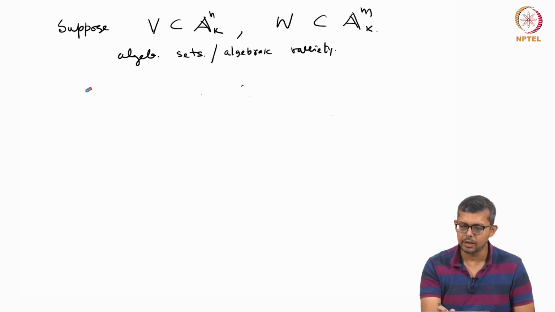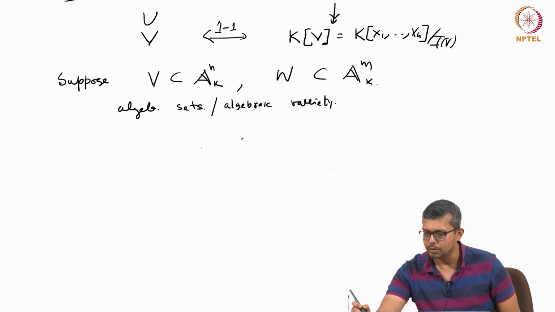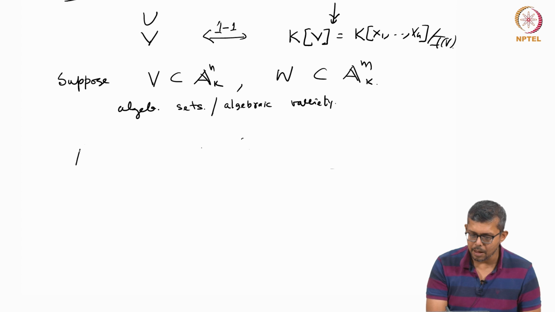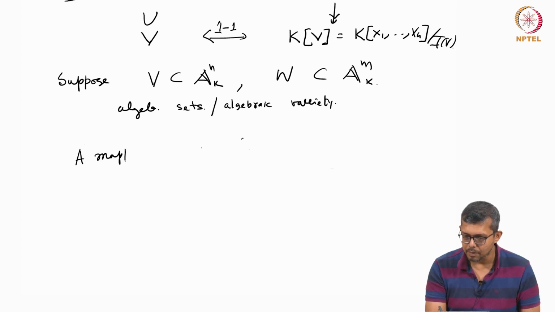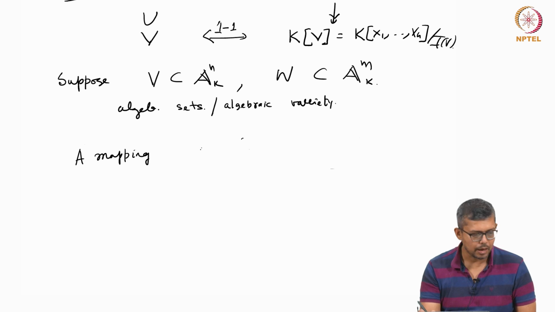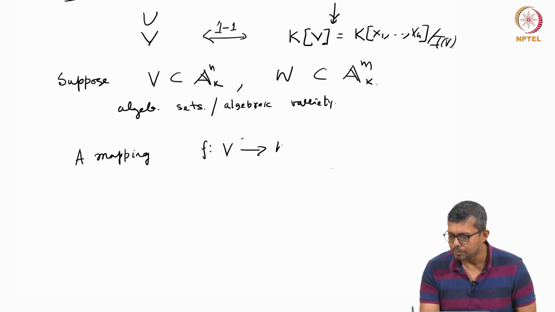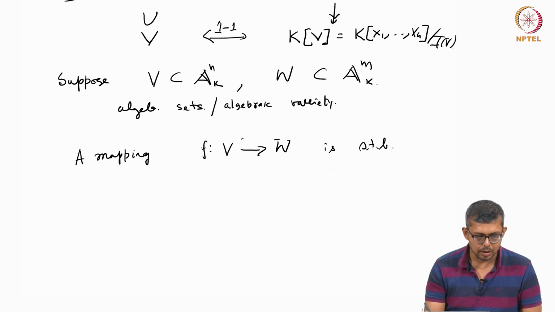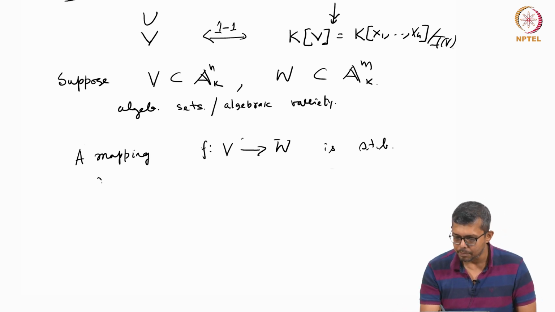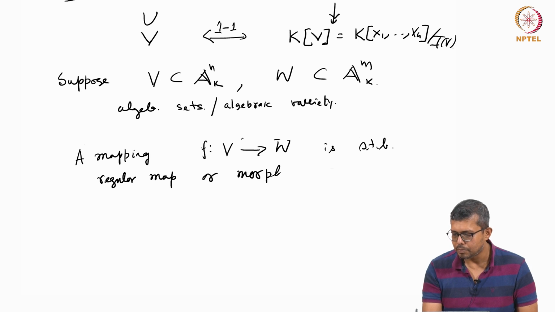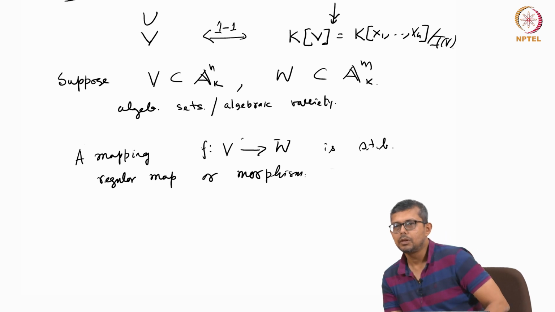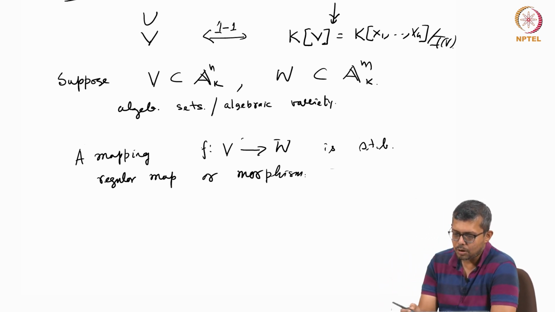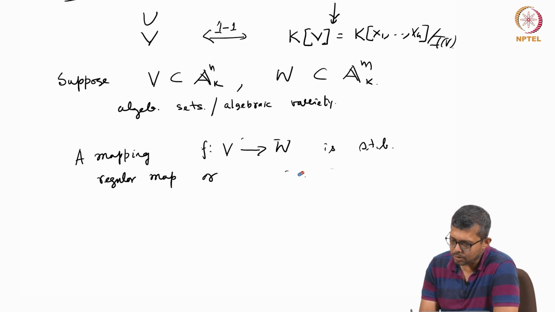So now how do you define a map? See, in algebraic geometry, the only thing you allow is polynomials. So a mapping, when I say mapping I mean a set-theoretic map, a mapping F from V to W is said to be a regular map or morphism. Sometimes it is a regular map or regular morphism. Okay, let us say regular morphism.